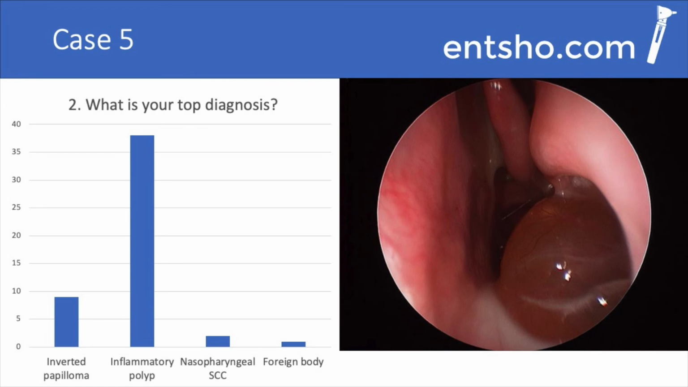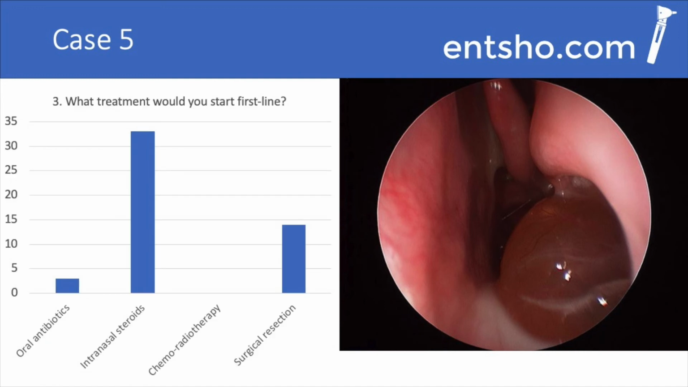In terms of treatment, there's no evidence of infection as such. Intranasal steroids are the thing to start in someone with chronic rhinosinusitis with polyposis, as a first line. Surgical resection, so functional endoscopic sinus surgery and polypectomies, might come in, but they tend to be further down the line after you've initially tried medical management with intranasal steroids.